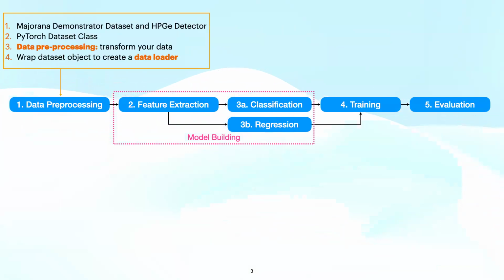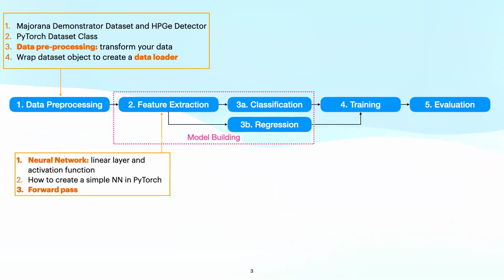So in data pre-processing, we discussed the MAJORANA Demonstrator datasets from the high purity germanium detector. We discussed how we can pre-process our data to transform it, and also how we can build this data loader. We also discussed this feature extraction network. Remember, it converts our input waveform, which has a size of 1000, into a 32-dimensional, low-dimensional vector. And we discussed how to create this in PyTorch.